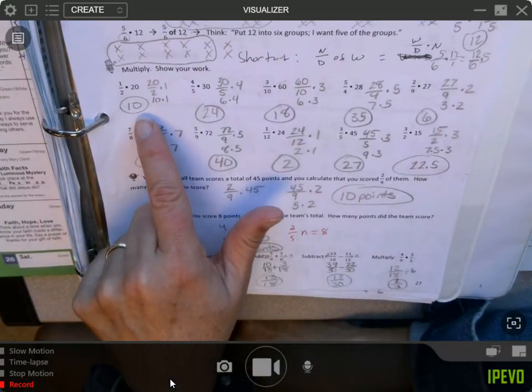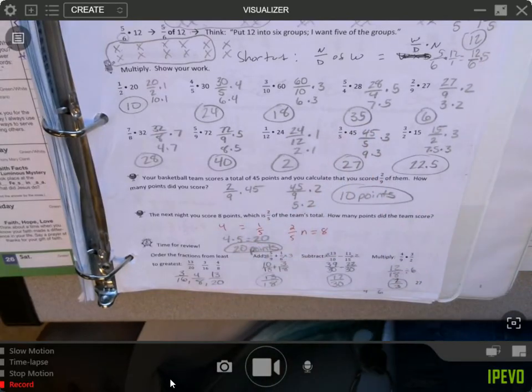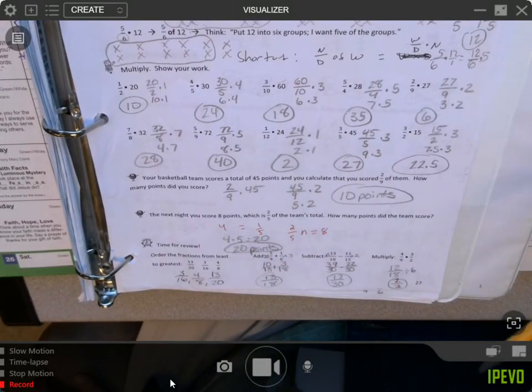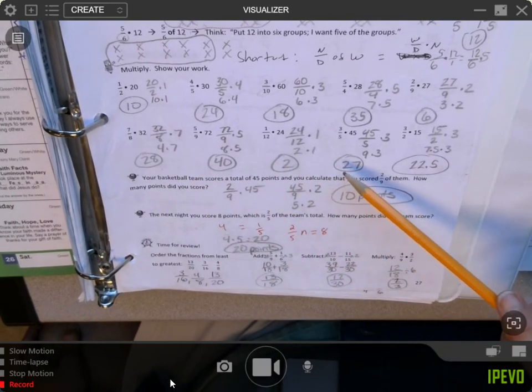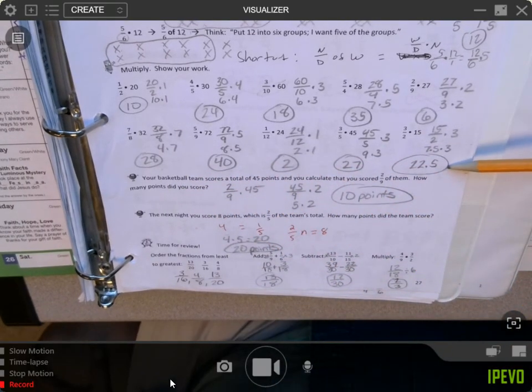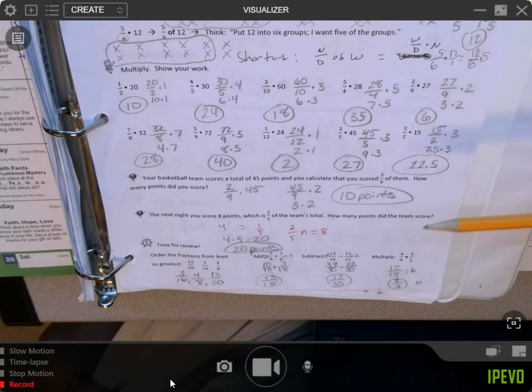Top row, we have 10, 24, 18, 35, and 6. The bottom row, we have 28, 42, 27, and 22.5. Any questions on any of those? Feeling good about it? All right.